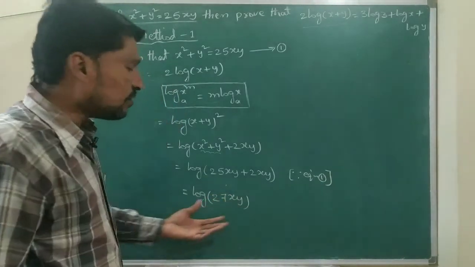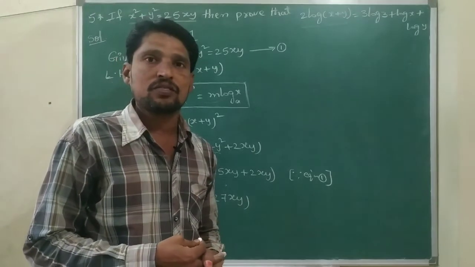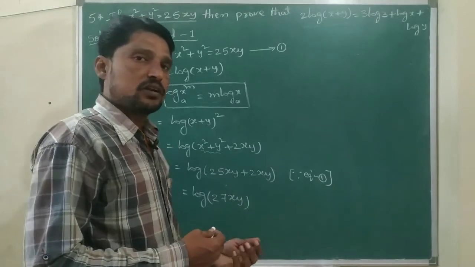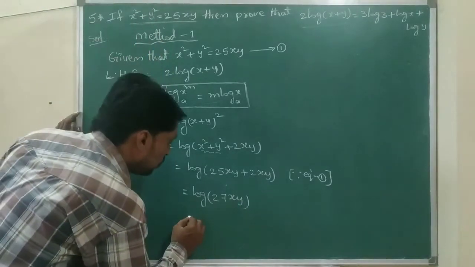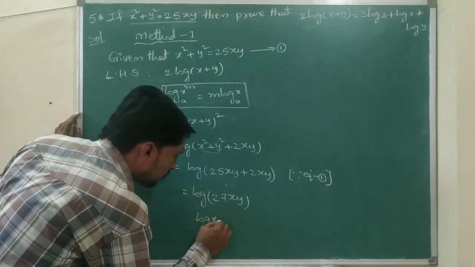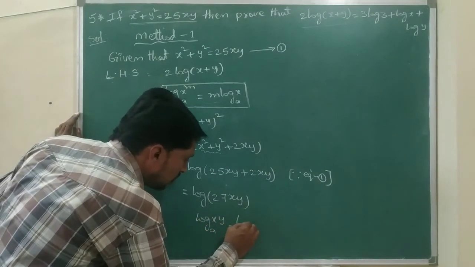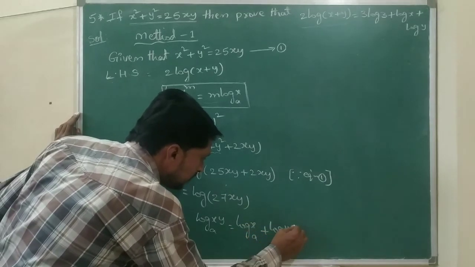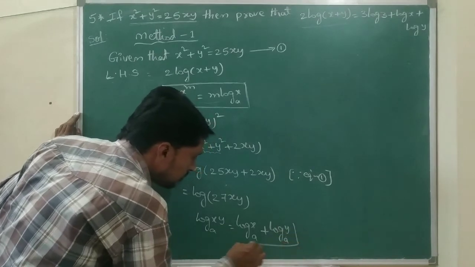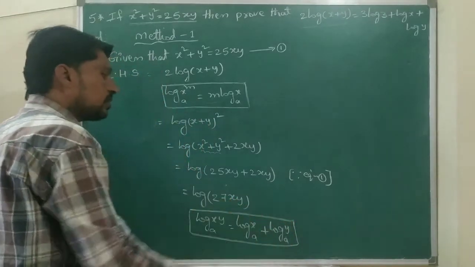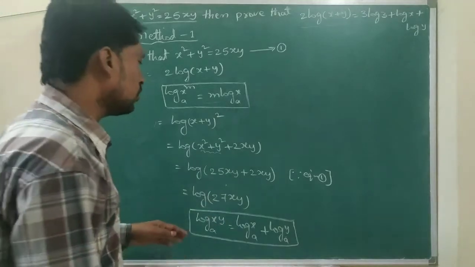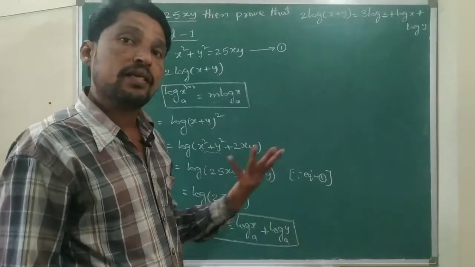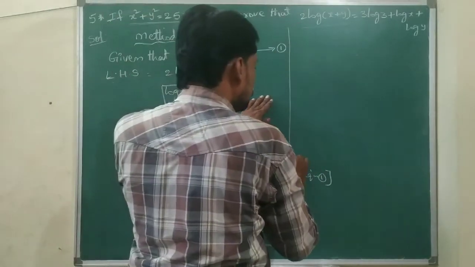27xy. Now again one more property. Which property we have to use here? Yes, that is the product property. So what is that one? Log xy to the base a equal log x to the base a plus log y to the base a. So here 3 terms are there, so we need to write 3 terms: log x to the base a plus log y to the base a plus log z to the base a, like that we need to write.